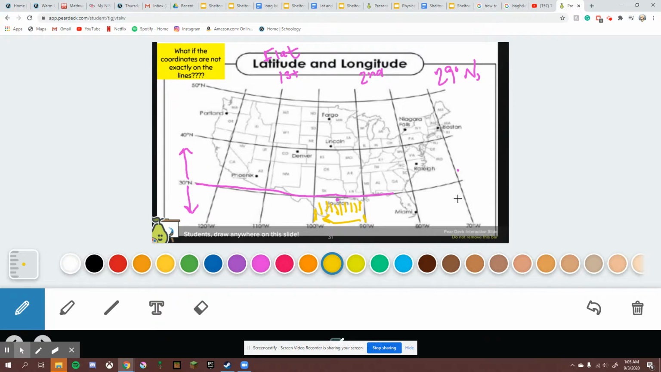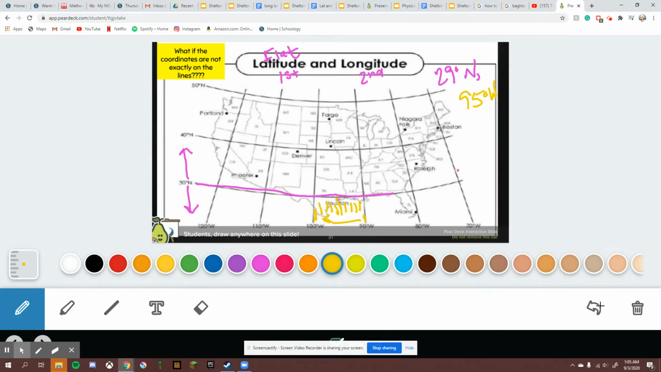It looks like Houston's about 95 is where that is. Somewhere between 95 and 96, right? Okay, so my guess is going to be 95 because it's 91, 92, 93, 94, 95. Okay, and there's Houston right there. So now my second set of coordinates is going to be 95 degrees, and this says west right here, west.